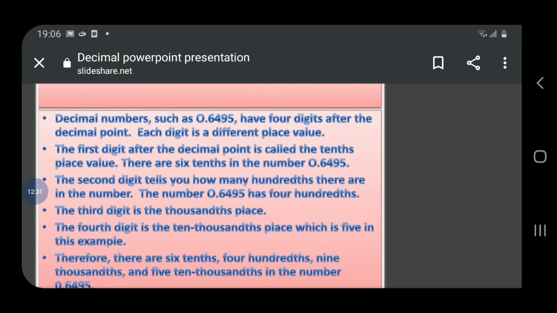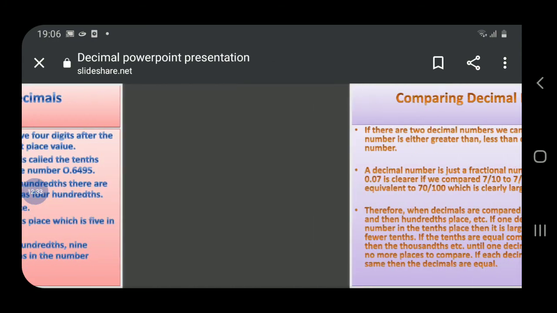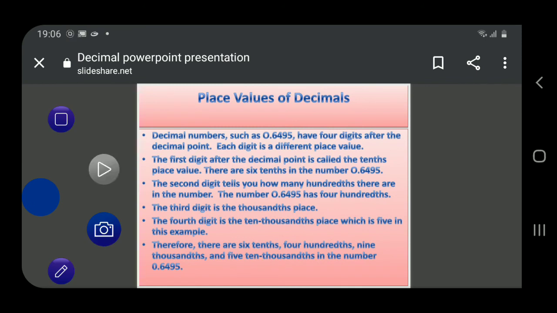Now place values of decimals. Now we will be doing place value of decimals. That is the last topic for this video.